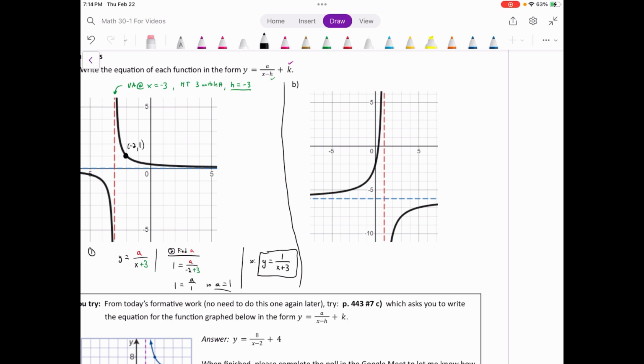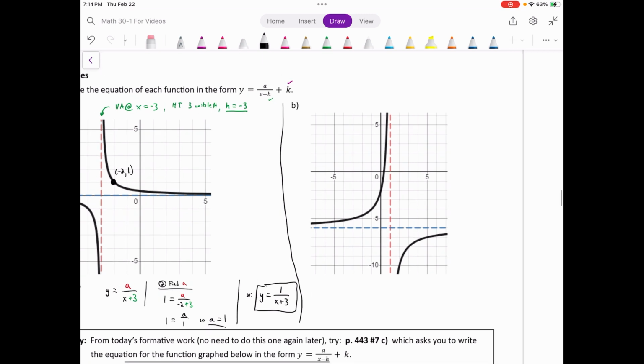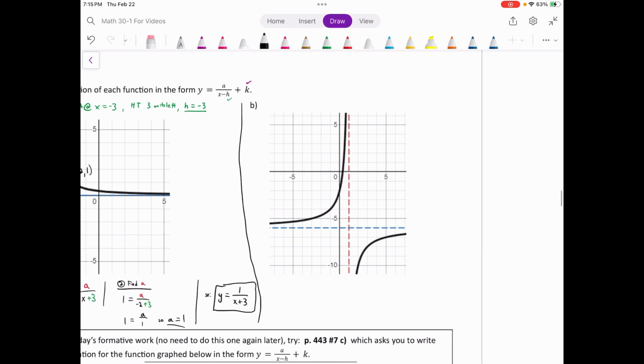Let's look at B. Right away, I'm going to give you a second. Maybe try pausing the video. Can you pick out h and k? Well, let's see. I see a vertical asymptote right here. Vertical asymptote at x equals positive 1. Where would it normally be? Normally, as in for our base graph, y equals 1 over x, it would be at x equals 0, right? So it's been translated 1 to the right.